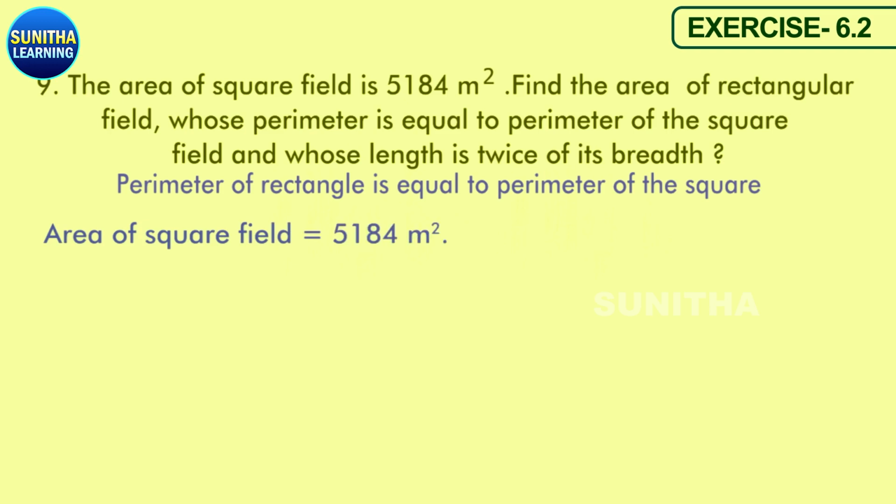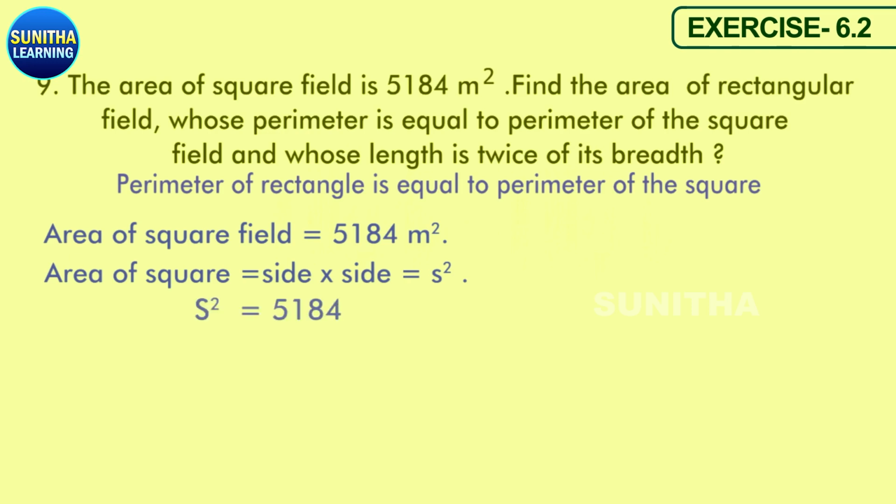They have given the area of the square field is 5184. The formula of the area of a square is side into side. Therefore, S into S means S square. So the area of the square given is 5184. S square is equal to 5184. Now, the square on that side will become square root. S is equal to square root of 5184. The square root of 5184 is 72. Now we got the side of the square.